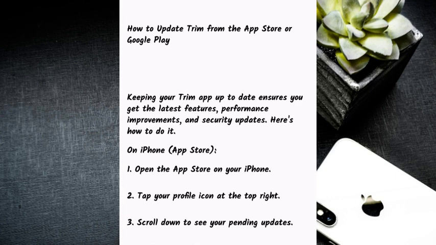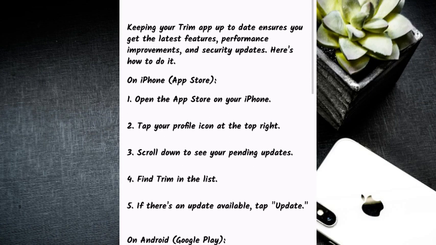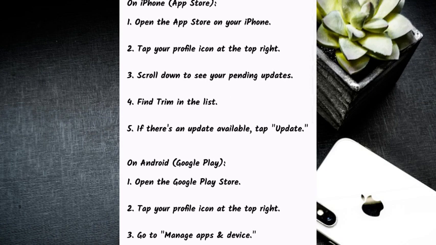On iPhone, all you got to do is head to the App Store on your iPhone and then tap your profile icon at the top right. Scroll down to see your pending updates, find Trim in the list, and if there's an update available, just tap Update.